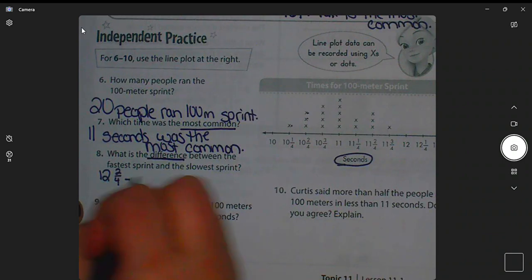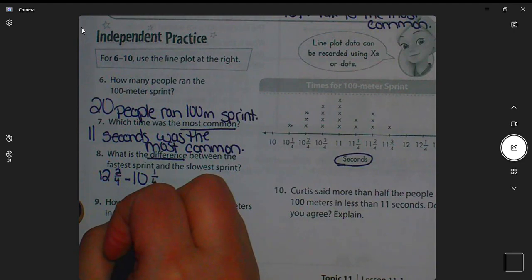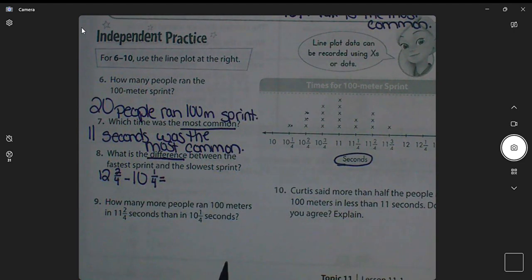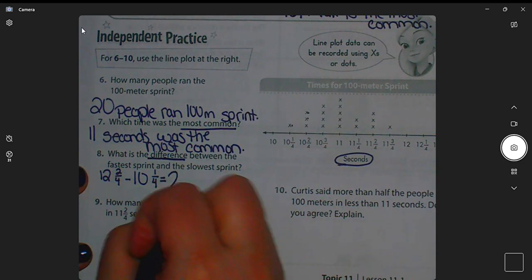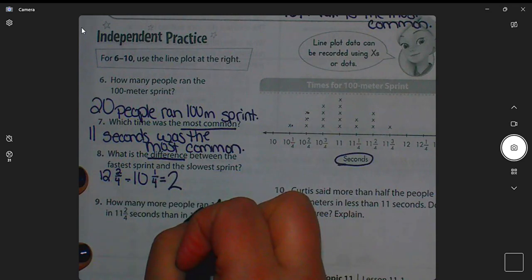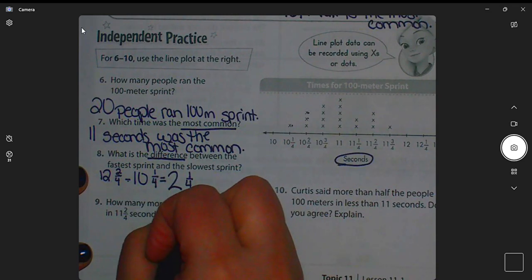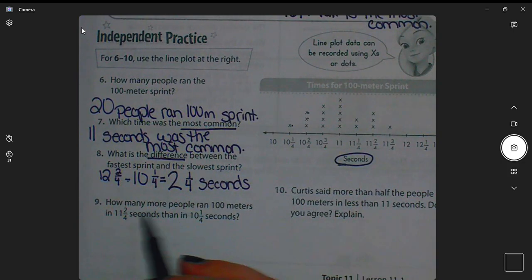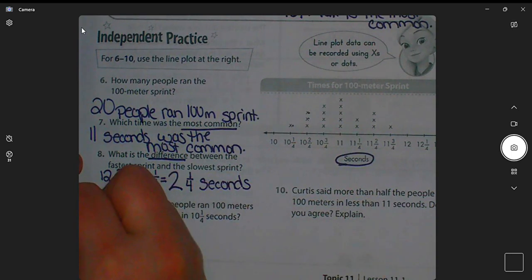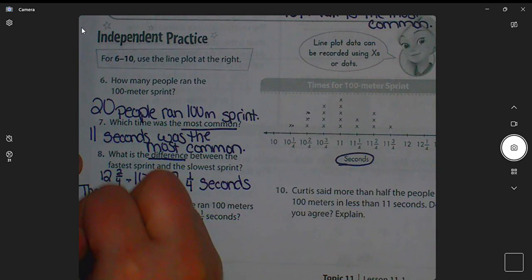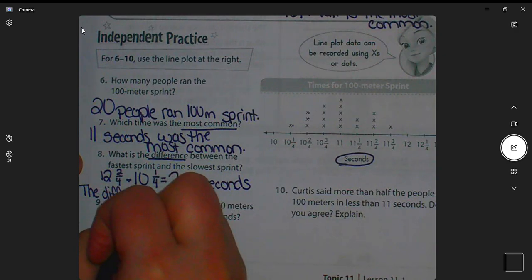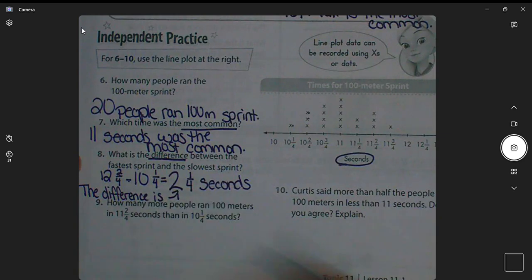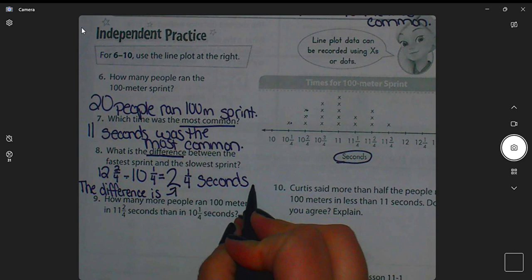2/4 minus 10 1/4 equals, what is 12 take away 10? Right, it's 2. 2 take away 1, and the denominator never changes. The difference is 2 1/4 seconds. And then put a period.